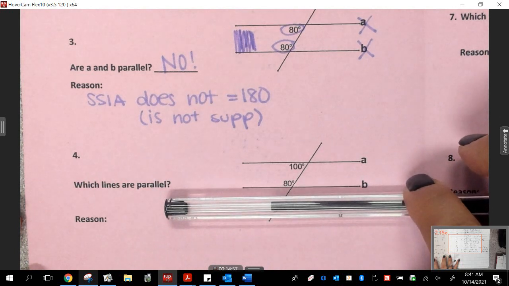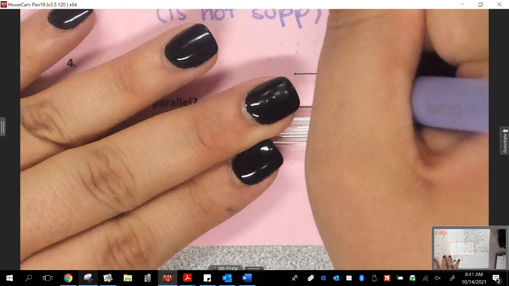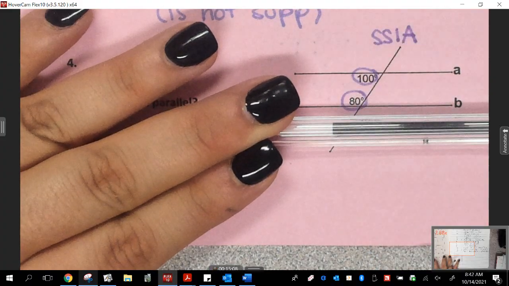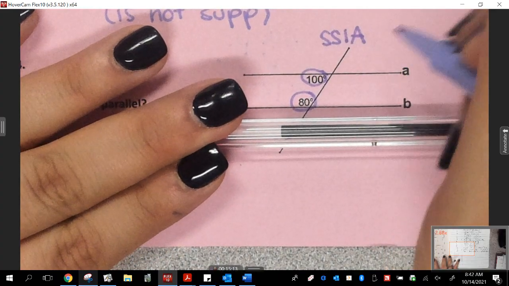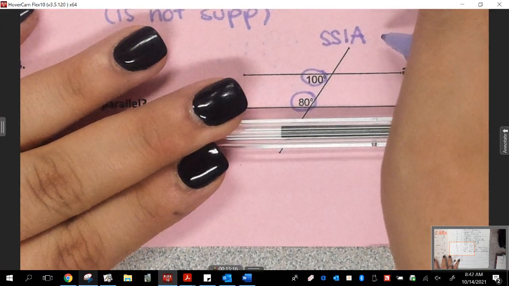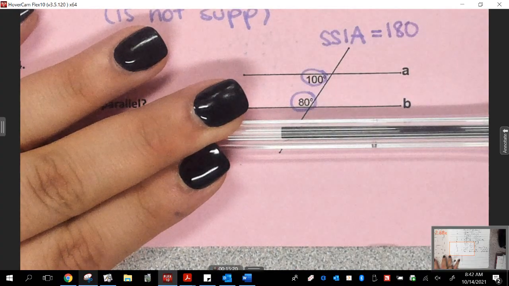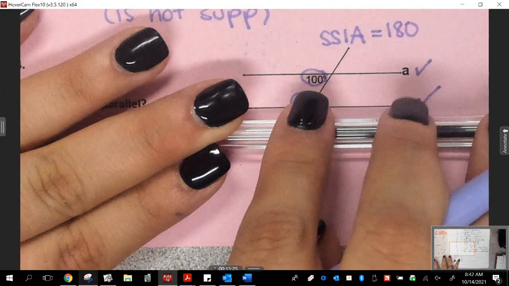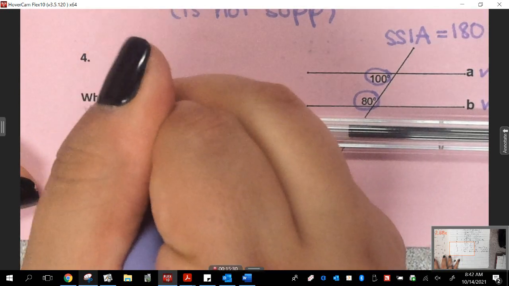Okay, A and B. Look, please. What are these? They are inside. SSIA. SSIA is what? But what does it have to be? Supplementary. Do these equal 180? So A is parallel to B. Okay? So it says which lines are parallel? A is parallel to B.